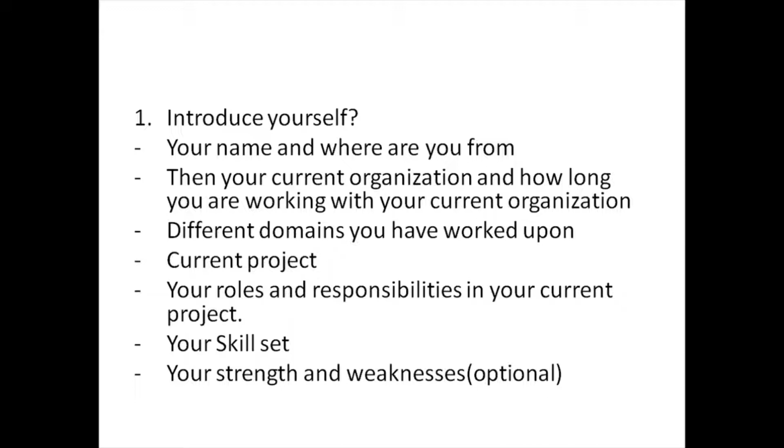Then your roles and responsibilities in your current project, and your strong skill set, that is very important. Then your strengths and weaknesses, this part is optional. If you want to mention them then you can, if you don't want to then you don't have to. This is how you have to answer this question.